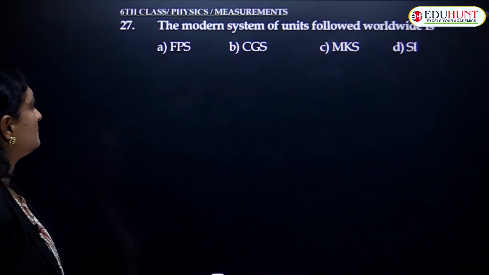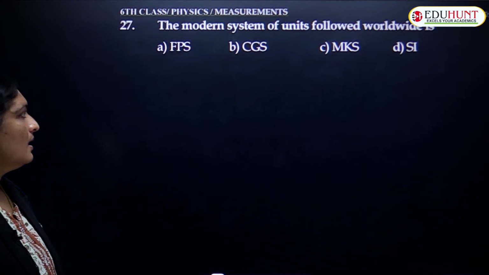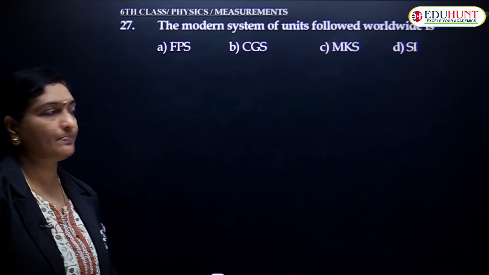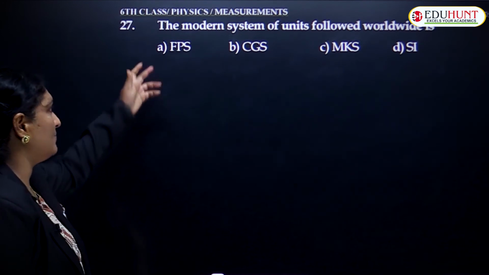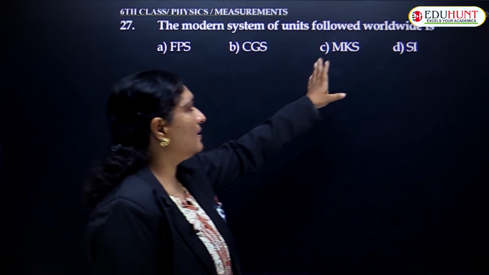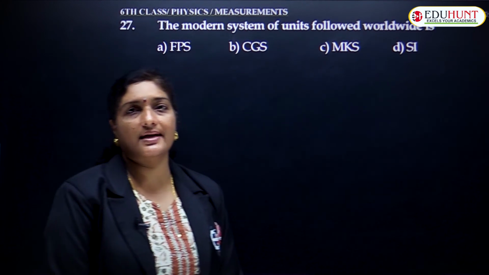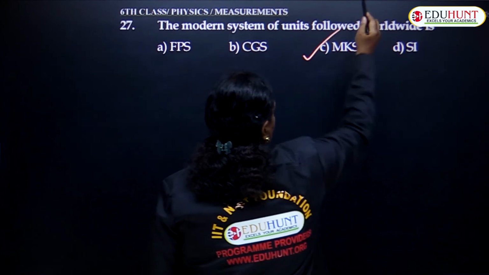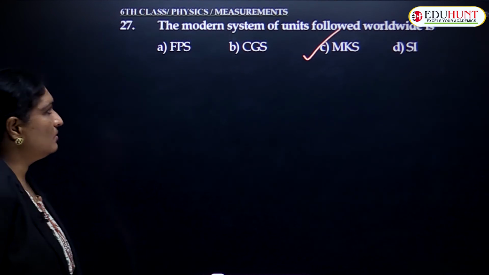Incorrect answer. Next, the modern system of units followed worldwide is. How many units are given here, children? FPS, CGS, MKS and SI. So, SI is the international system of units. In olden days, they used the FPS system, foot, pound, second. CGS, centimeter, gram, second. MKS, that is the modern system of units, meter, kilogram and second. SI is the international standard of units, which is used commonly. Among the four, the MKS is the modern system of units worldwide.